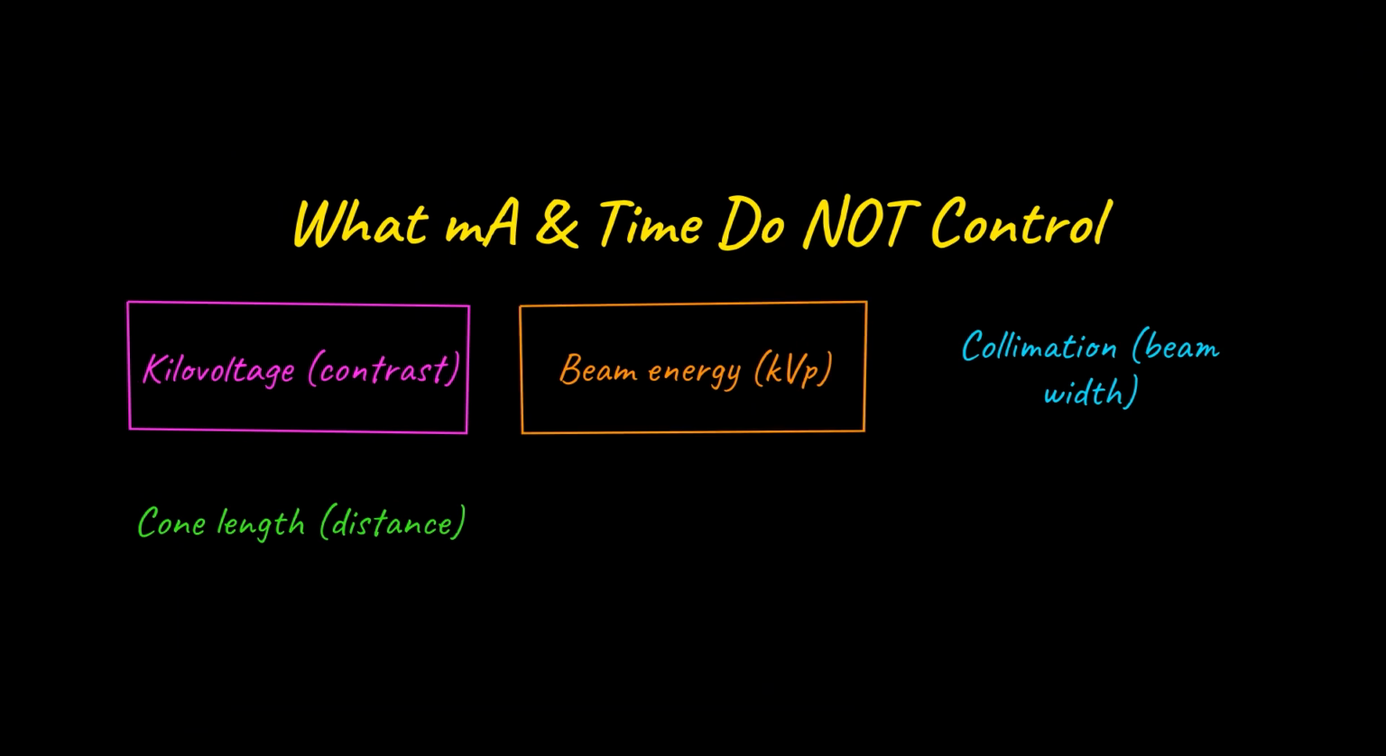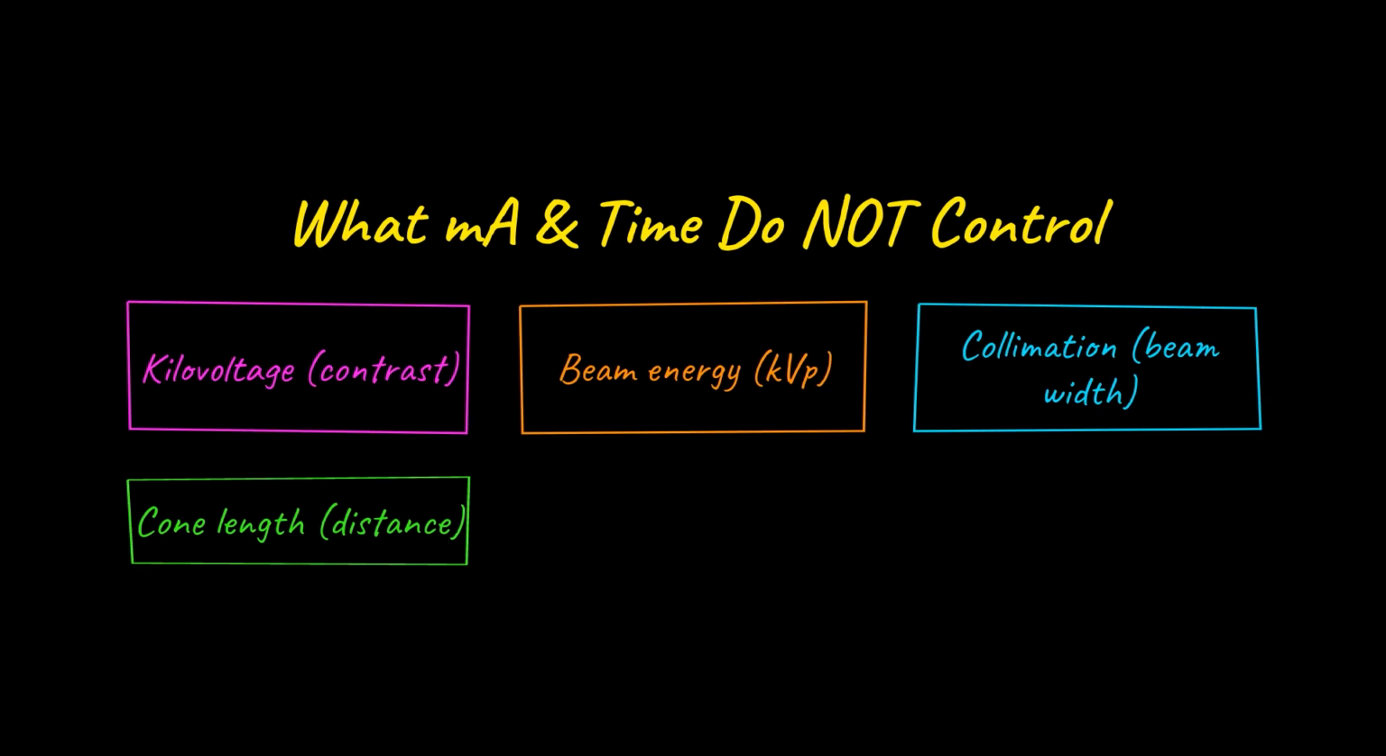Kilovoltage governs contrast and beam energy. Collimation shapes beam width, and cone length affects distance and intensity. None of these are touched when you adjust the MA time product.